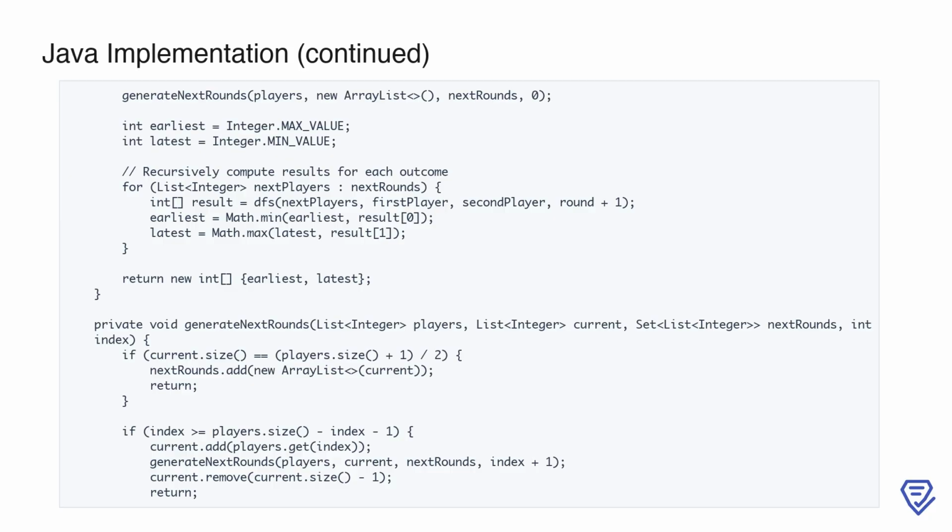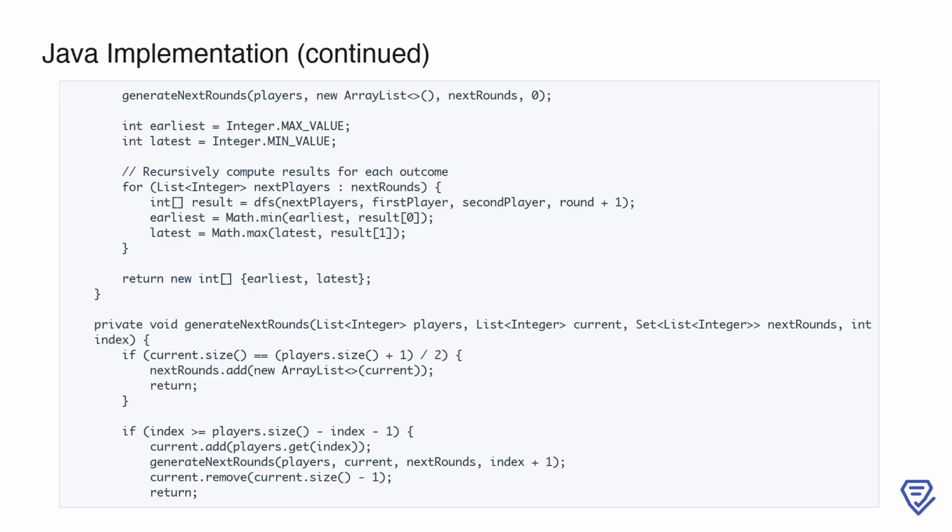We then iterate over each possible outcome of the next round, calling the DFS method recursively for each configuration. This allows us to explore deeper into the round tree and compute the earliest and latest rounds for each possible scenario. At the end of this recursive exploration, we return the smallest value of earliest and the largest value of latest. This ensures that all paths have been considered, and we have the correct range of rounds.